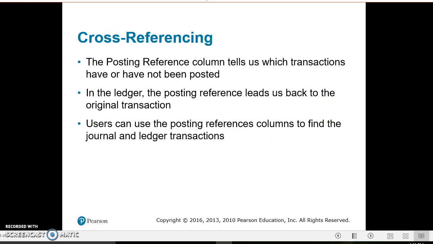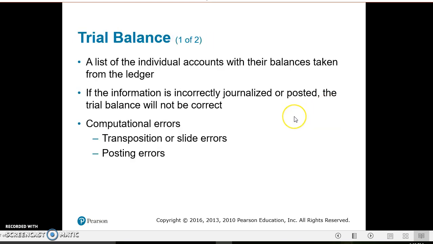Cross-referencing is just a post-reference column that tells us which transactions have or have not been posted. It allows us to know where that transaction should be if we're looking for it. So it just makes things a lot easier for us to go back and check.